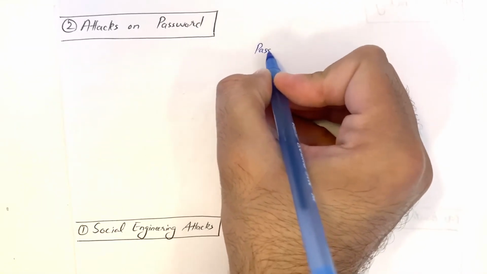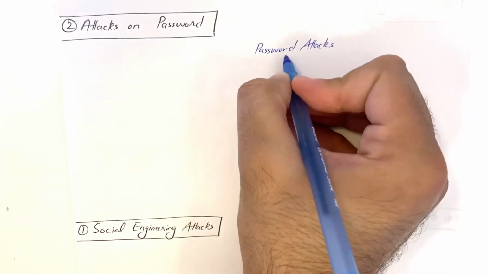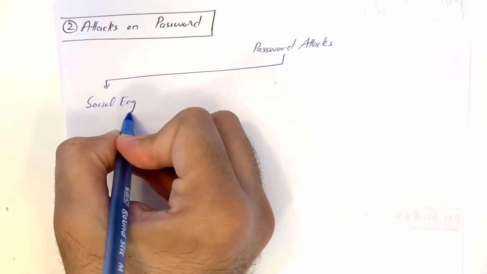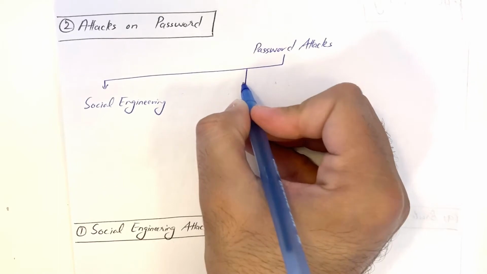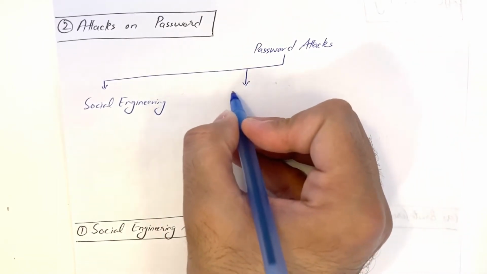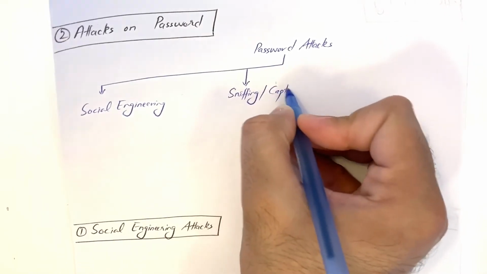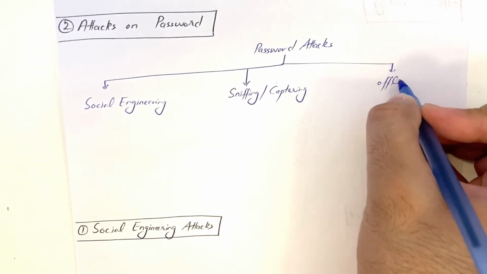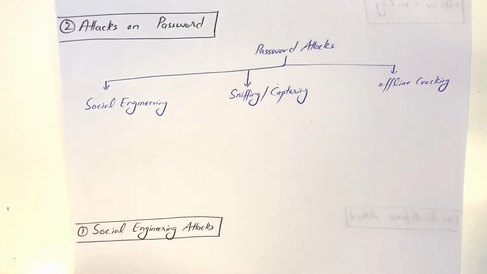So password attacks, there are three main approaches. One is social engineering. Second is basically sniffing or capturing. The third is offline cracking. And most of the password cracking software are basically offline cracking software.